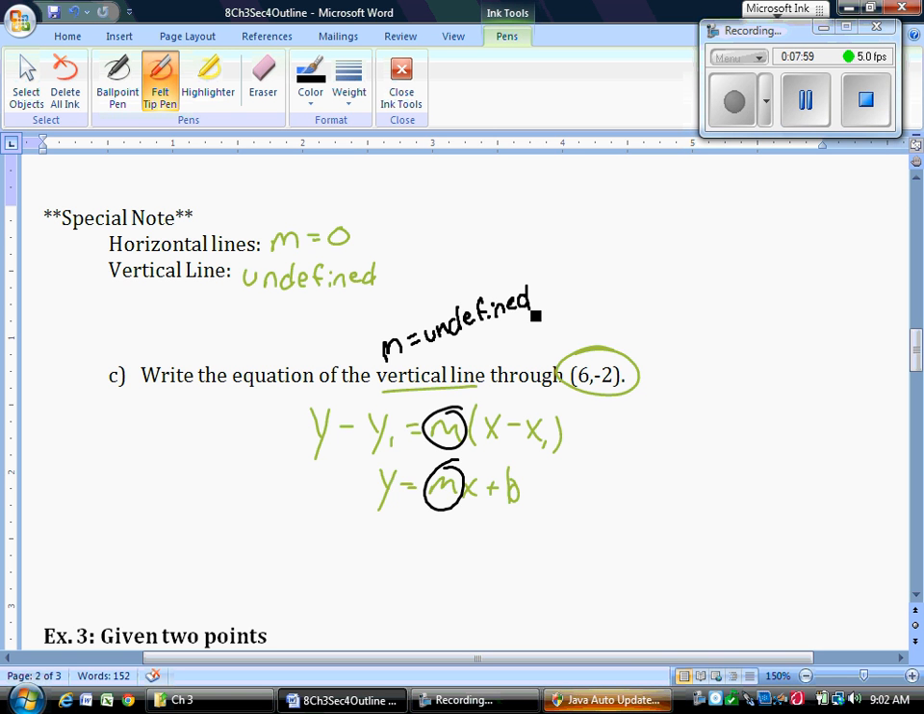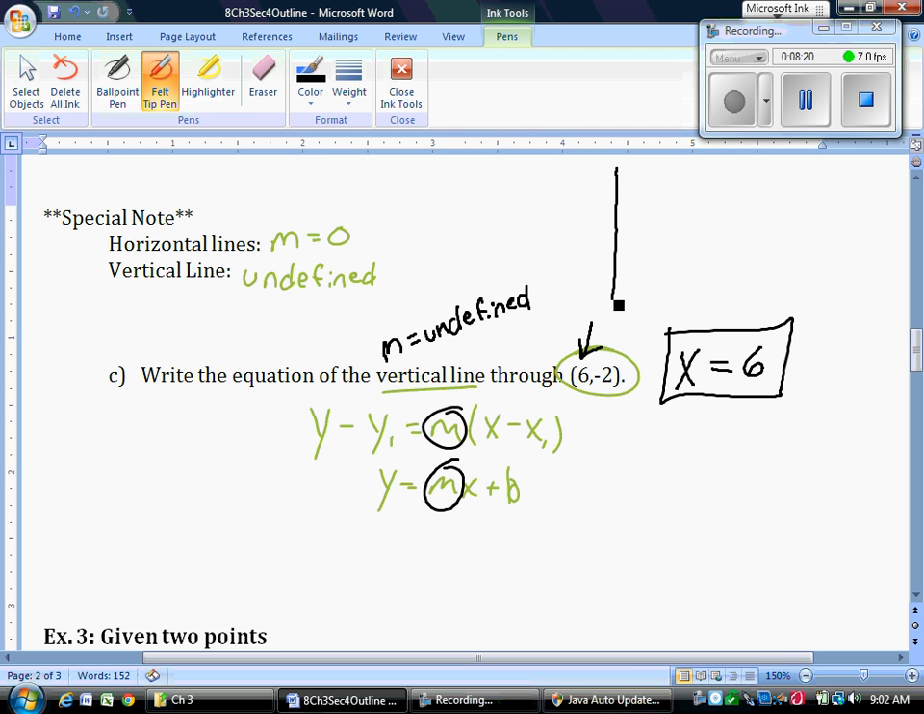Okay? What that means is every time you see vertical line, the way that you write the equation, this is a little different, is just x equals whatever your x value is. Okay? That's 6. So this is our final answer, x equals 6.